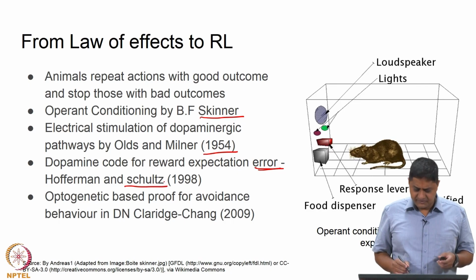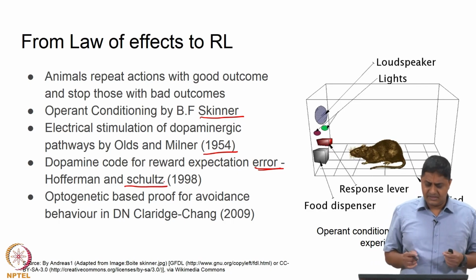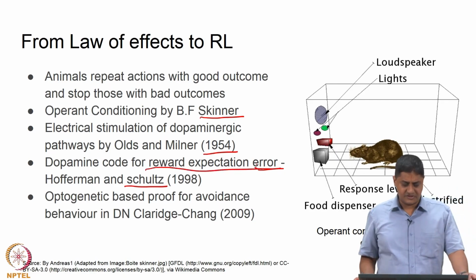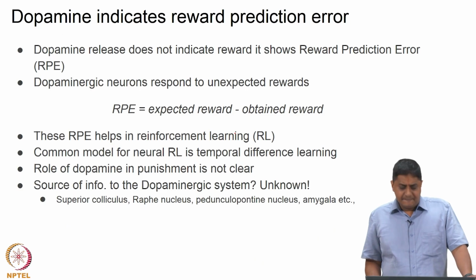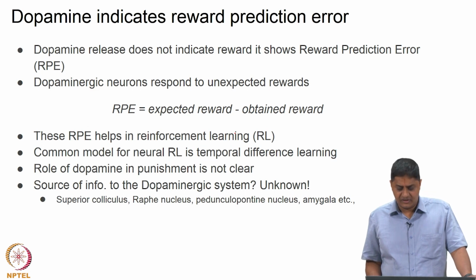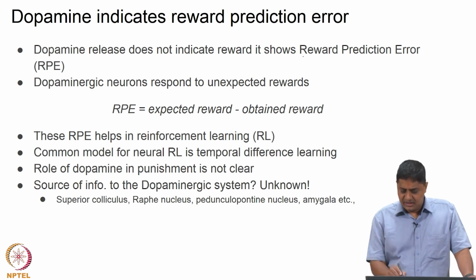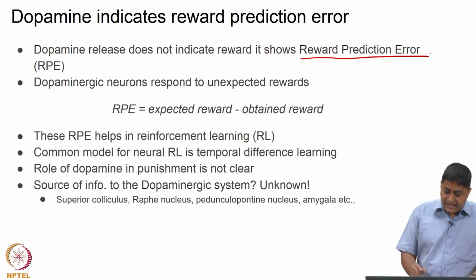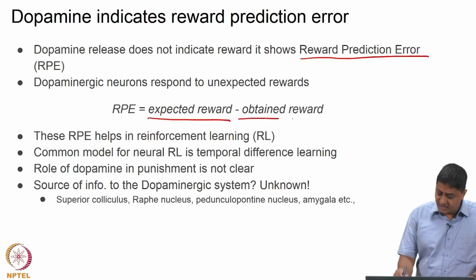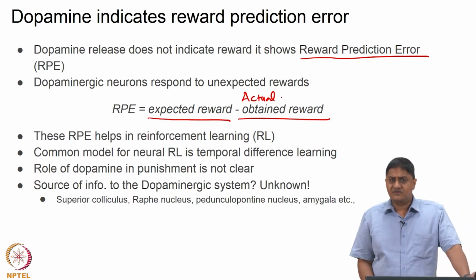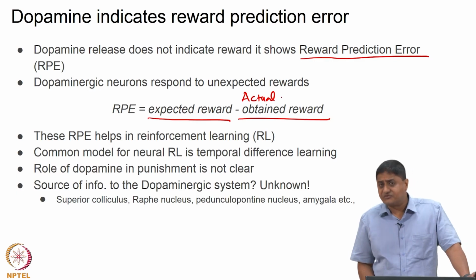So, at least we will need to study what this error related function is. Importantly, dopamine release does not indicate the amount of reward, it actually indicates what is called a reward prediction error. What is this reward prediction error? It is the difference between the expected reward and the actual attained reward. So, let us look at this and understand what this means.